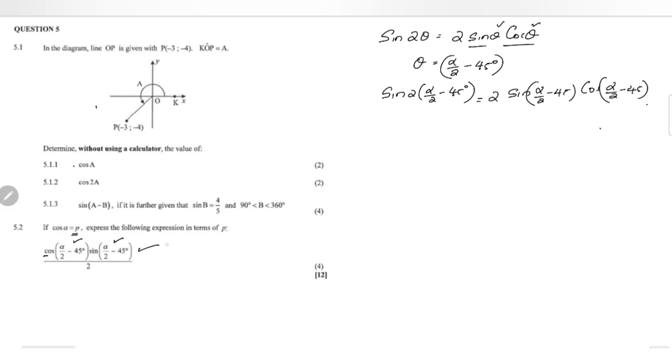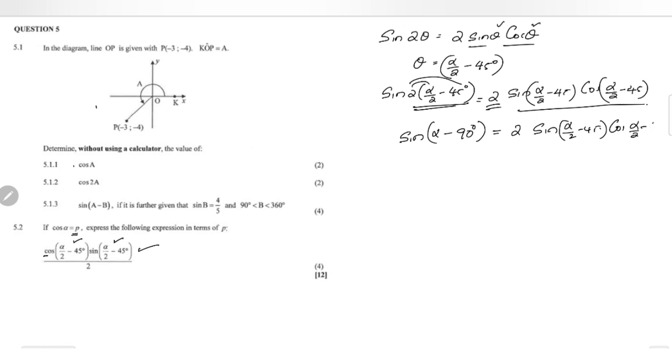I replace in the formula wherever theta is there, I put that binomial. Now look at the numerator in the question. Did you see the very same thing here? Order is changed, but still sine and cos, they multiply. So we can get that by sending it to this side. What do you get when you simplify this? 2 is going to multiply this 2, which is going to be sine 2 times alpha by 2, the 2s cancel, is going to be alpha, minus 2 times 45 is going to be 90, is equal to 2 times sine alpha by 2 minus 45, cos alpha by 2 minus 45, isn't it?